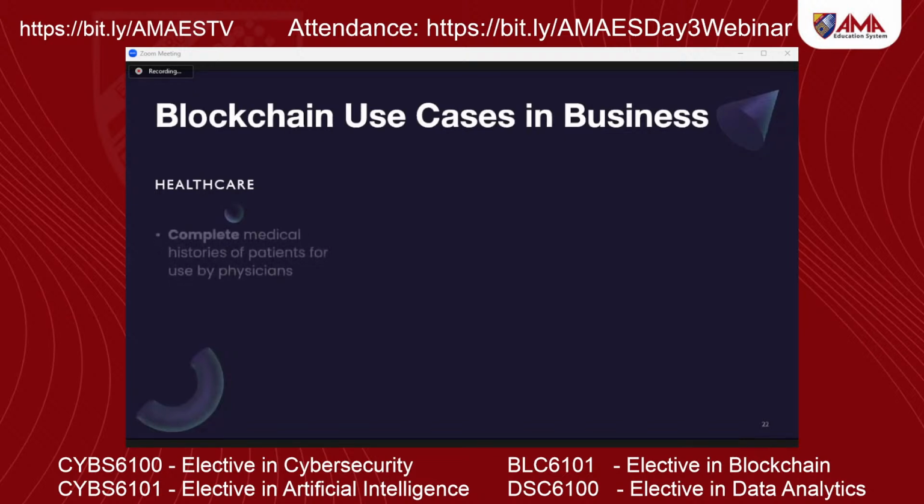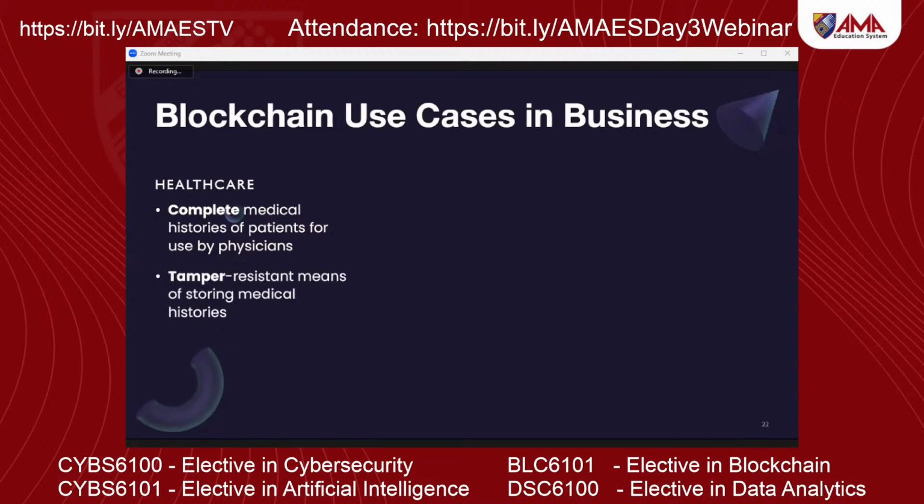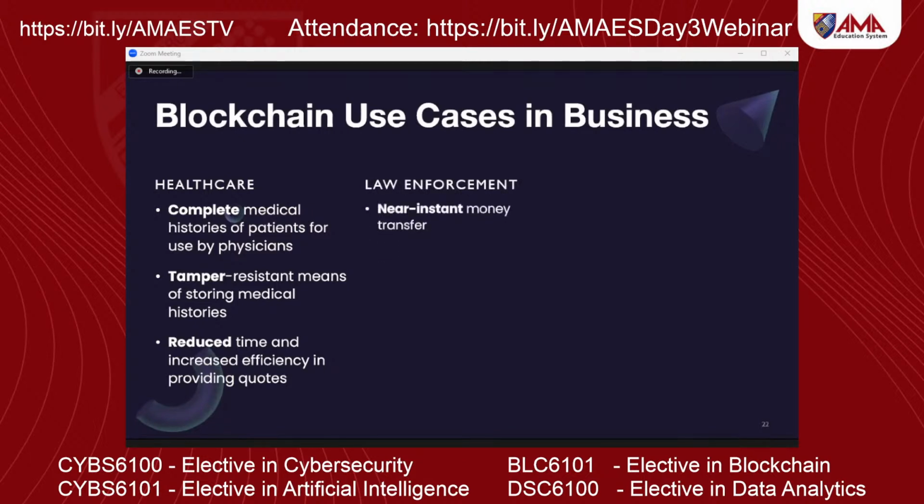Okay, for non-financial use cases, about healthcare: complete medical histories of patients for use by physicians, and tamper resistant, means storing medical histories through blockchain technology. Mas madali nating ma-access agad yung mga medical histories natin. Reduce time and increase efficiency in providing codes and other law enforcement. Okay, near instant money transfer.